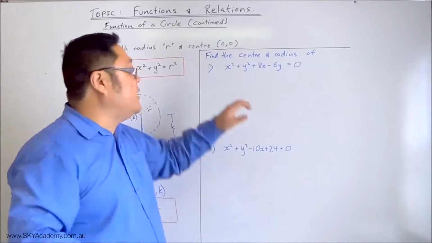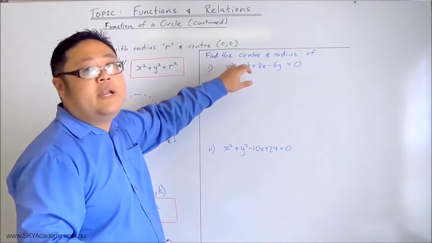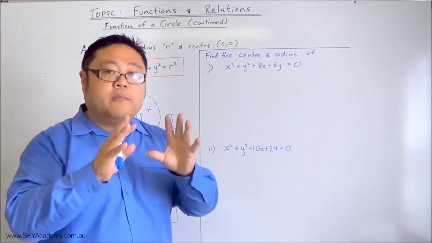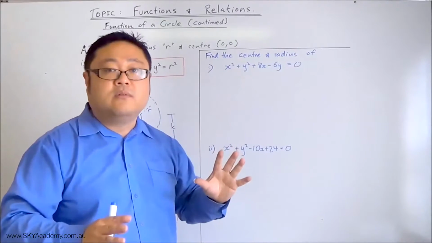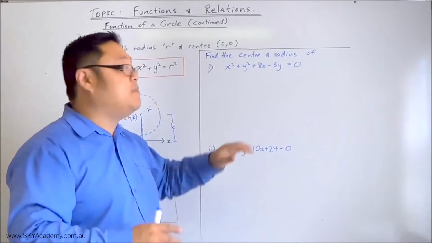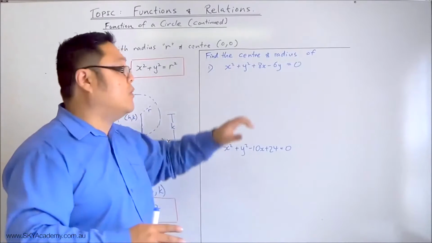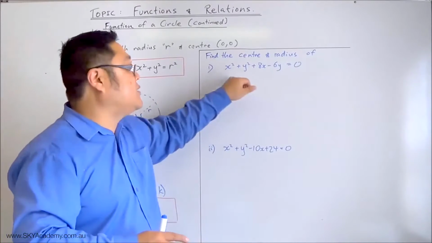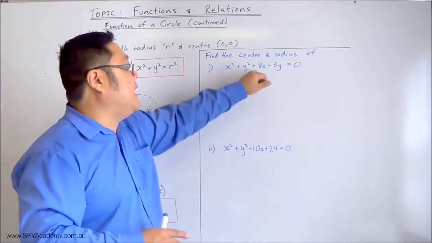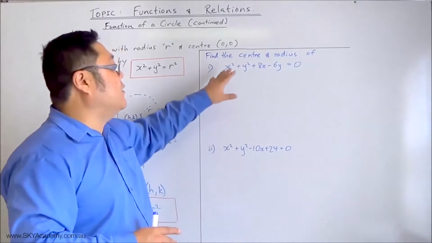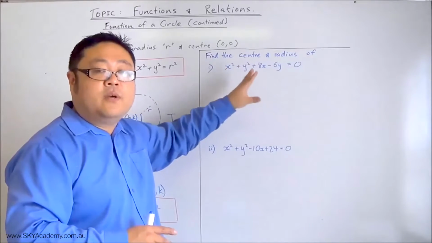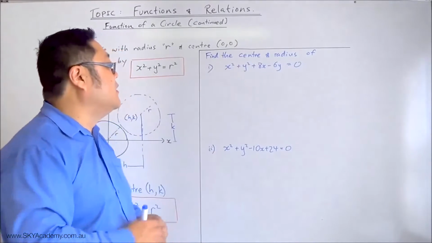Now, when you see the fact that it's got an x squared and a y squared in there, you should automatically think, well, alarm bells, this is going to be a circle, right? Won't always be, but in the 2-unit course it will always be a circle. So x squared and y squared, followed by x and y terms, it'll be a circle, right? And so the next thing you have to do is work out the center and the radius.